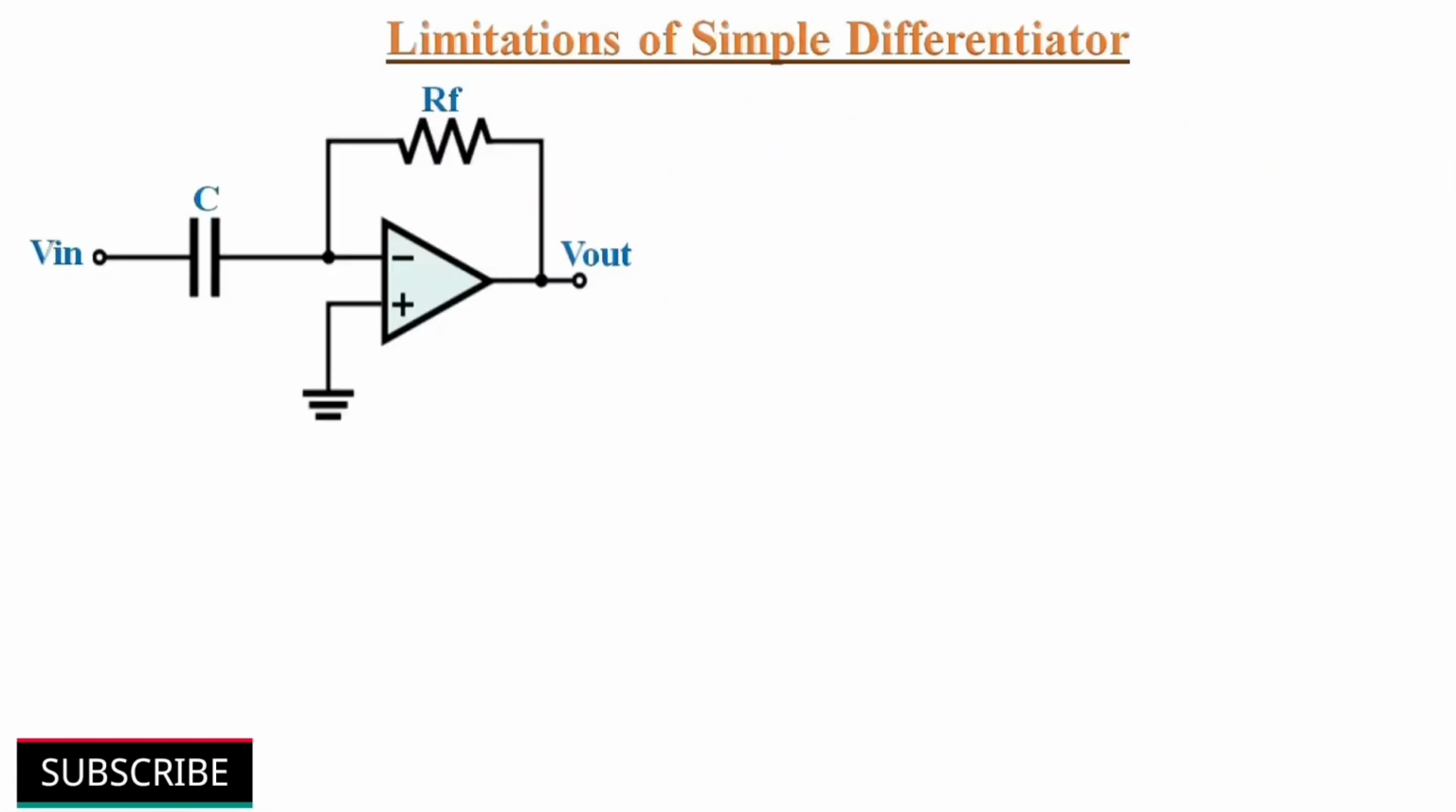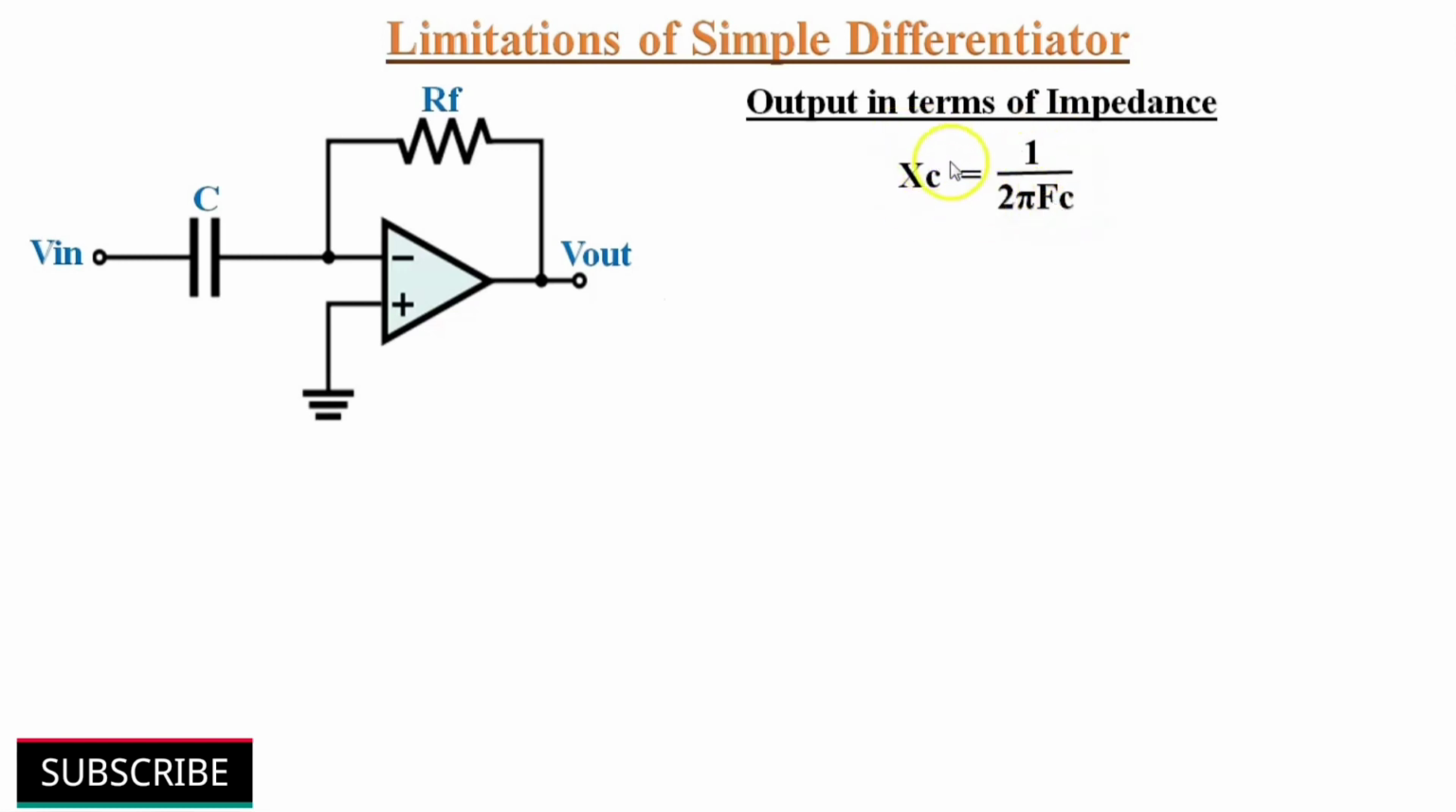Now let's observe limitations of simple differentiator circuit. Input signals are applied through the capacitor. So the capacitive reactance is the most important factor in the analysis of the differentiator circuit. Capacitive reactance Xc can be expressed as 1 upon 2 pi f C. Capacitive reactance Xc is inversely proportional to the frequency. So we can write the inverting op-amp Vout as minus Rf divided by Xc multiplied by Vin.